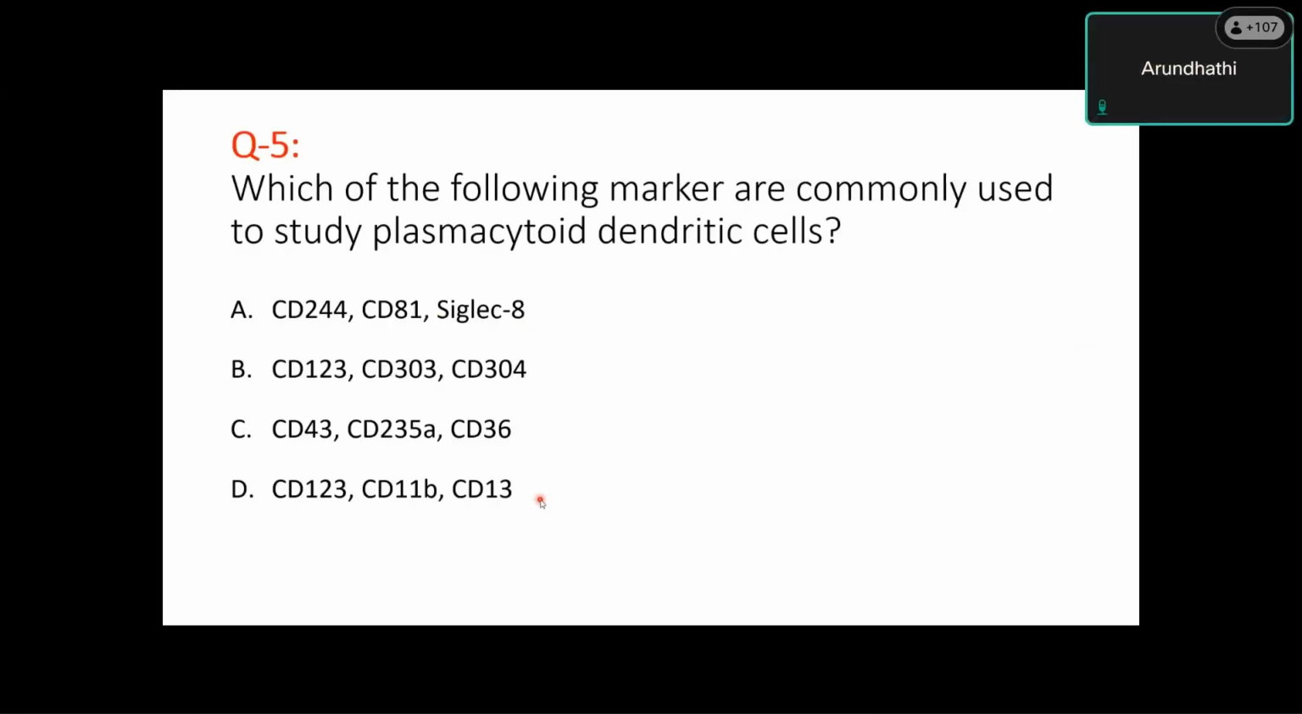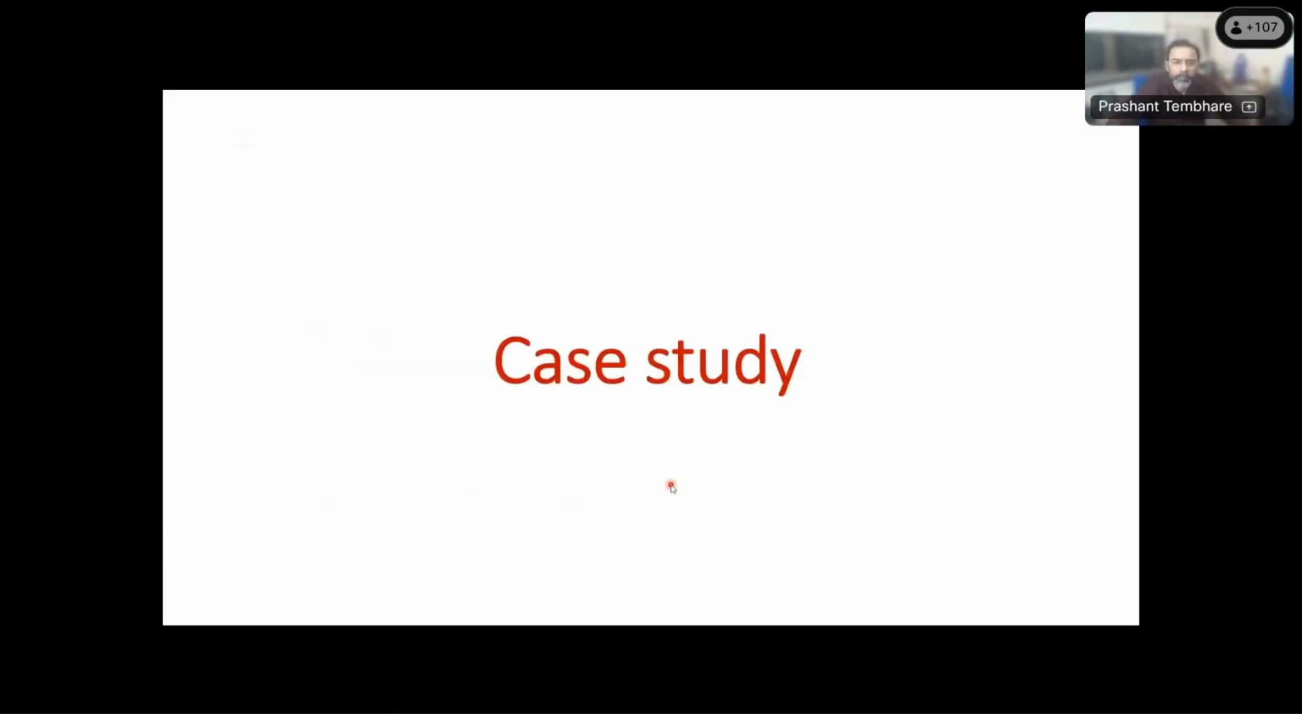123, 303 and 304. Yes, so option B is the correct answer. A is for eosinophils, that is 24, 44, 81 negative. C is 43, 235 and 36 for erythroid cells, and 123, 11B and 13 can be used for basophils.